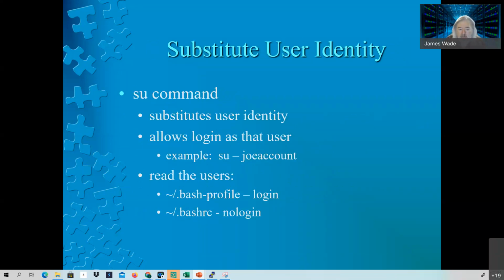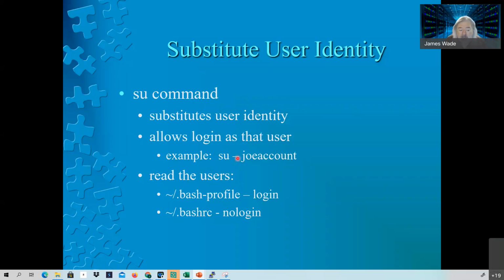Now, there's a generic command called su, not the same as sudo. It is su. It means substitute user identity. This is where I, as an administrator, usually can log in and test somebody's account out. For example, Joe account. I could do su minus Joe account, and I would then be logged in as Joe.